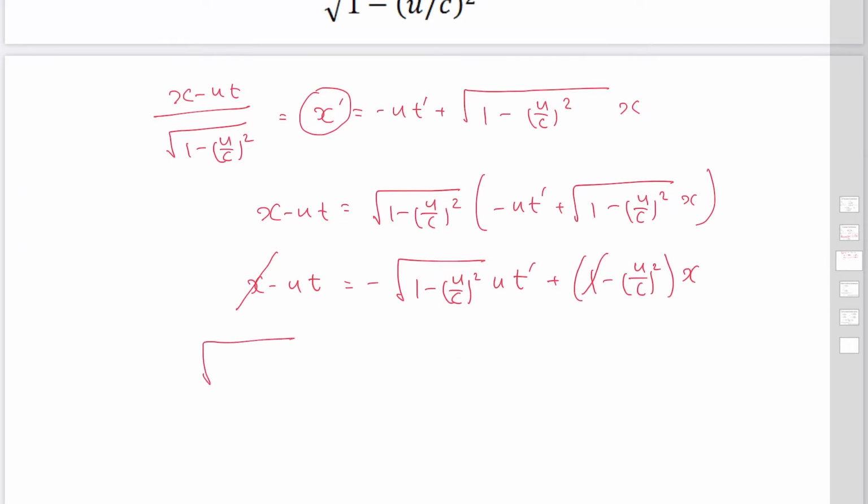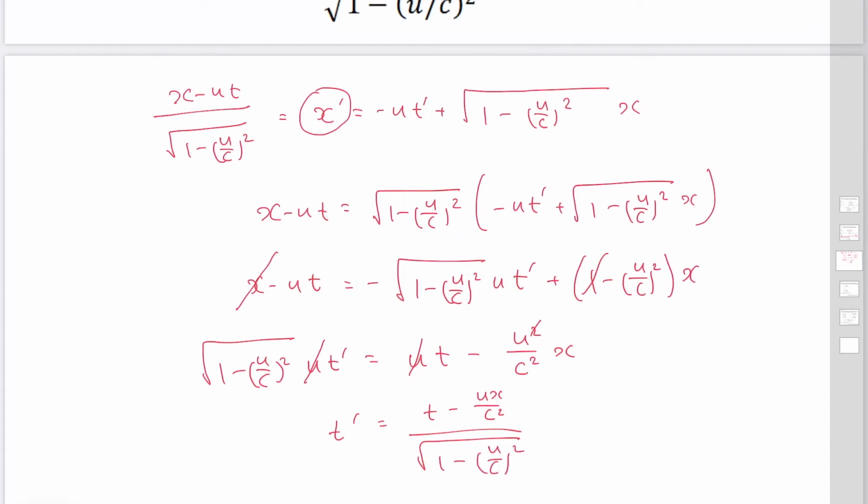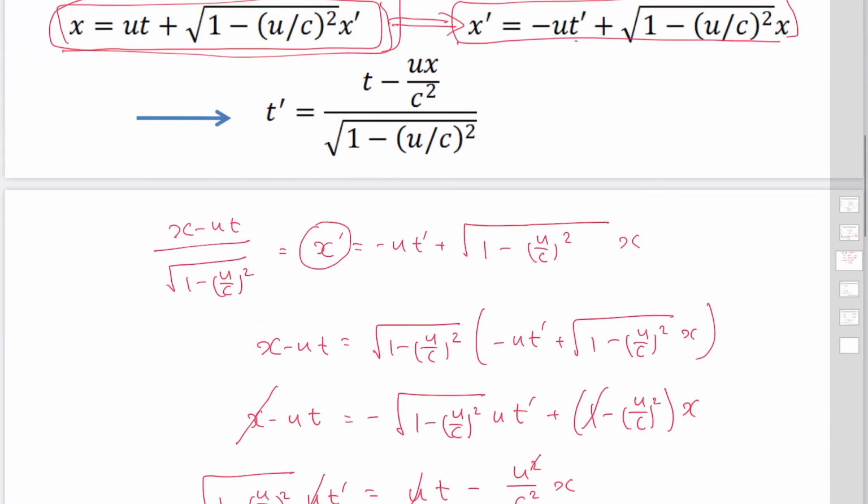Square root of 1 minus u over c squared times ut prime equals ut minus u squared over c squared times x. And then 1 over u is going to be cancelled. So we can find t prime: t minus ux over c squared, over square root of 1 minus u over c squared. So we have this equation. We proved this equation.